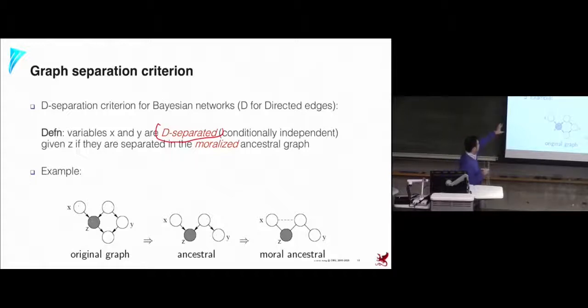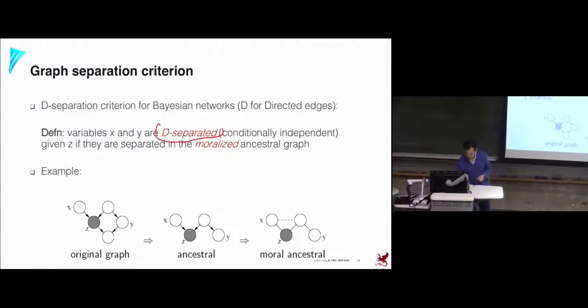The definition reads as follows. It's a little bit strange, okay? The variables X and Y are D-separated, or in other words conditionally independent, given Z, if they are graphically separated in the moralized ancestral graph. So we walk back into the standard graph separation, but in a different graph.